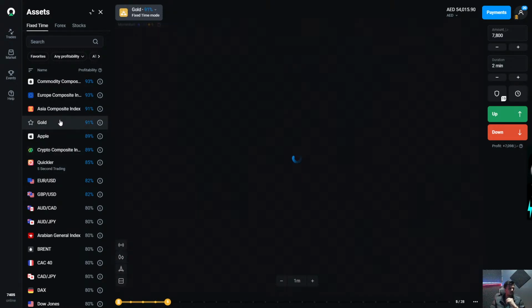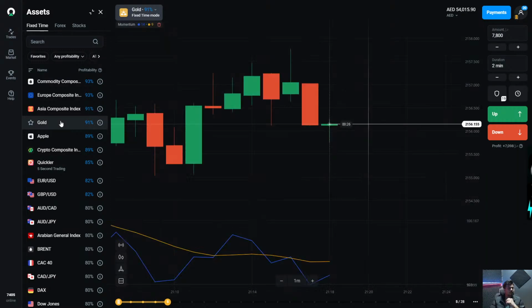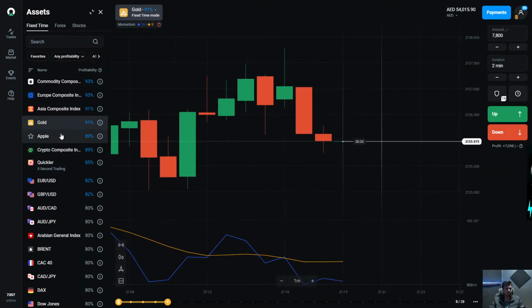So let's check. Our gold is 91 percent, and the Asia Composite Index is also giving 91 percent today. Gold always gives 91 percent, but the Asia Composite Index, some days before, like 2 days ago, was at a 93 percent rate. But here it is not going pretty well. But it's okay compared to the other composite index. It is still better. Yes, it's better than nothing.